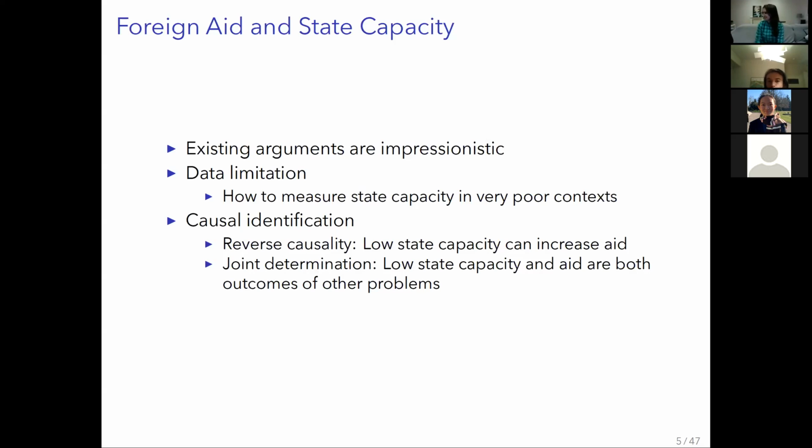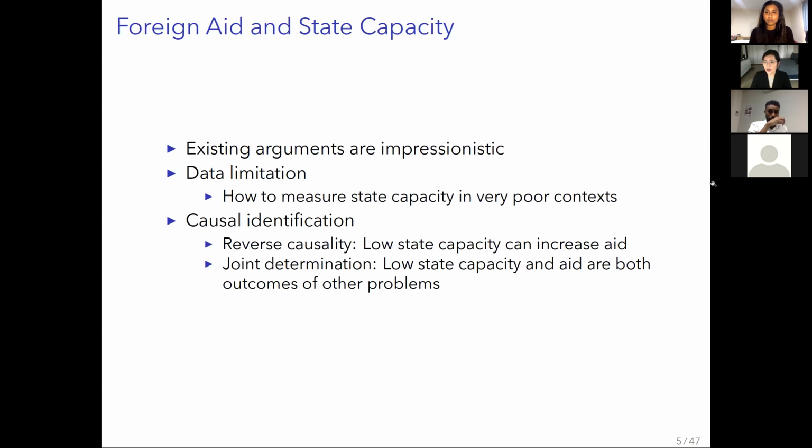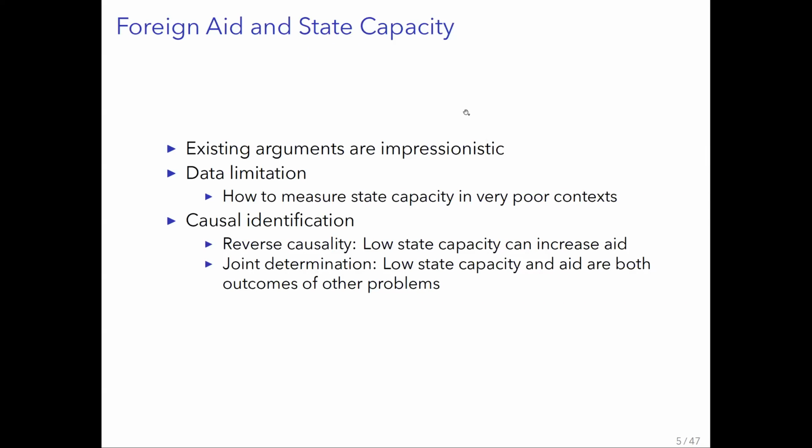And then similarly, low state capacity and aid could both be outcomes of other issues like conflict. So places that have conflict are going to be more likely to get aid and to have lower state capacity. So our study is going to try to deal with these two issues of data limitation and causality.